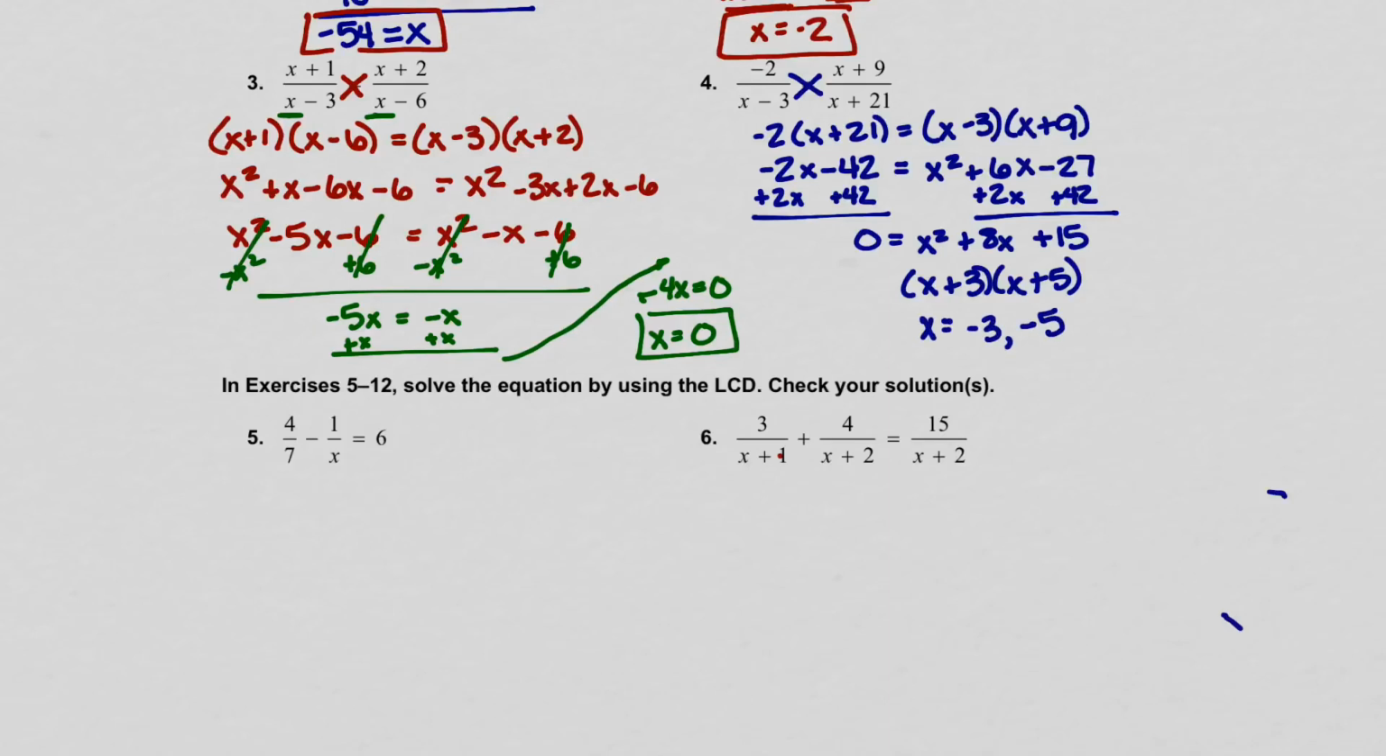Well, a negative 3 for x makes neither one of those 0 because it makes the denominator on the left negative 6. It makes the denominator on the right 18. And then same thing, if I plug in negative 5, none of them equals 0. So actually this one has 2 answers.